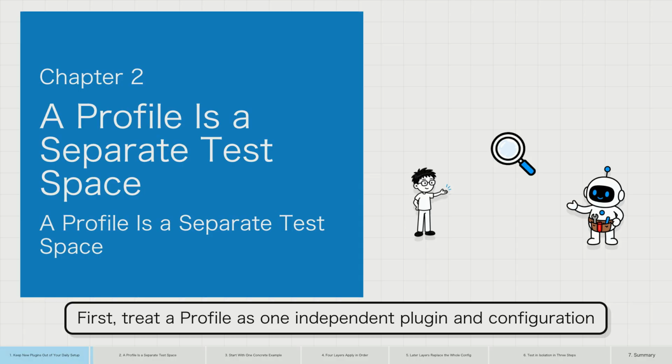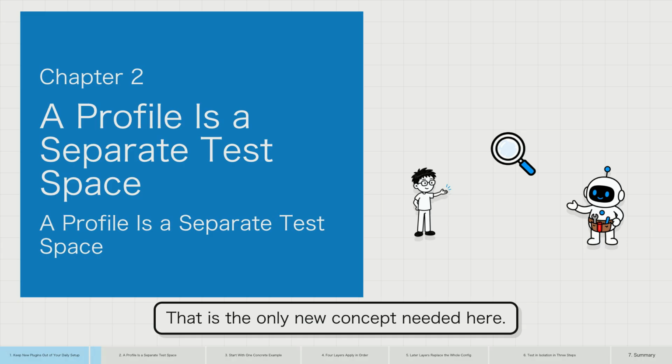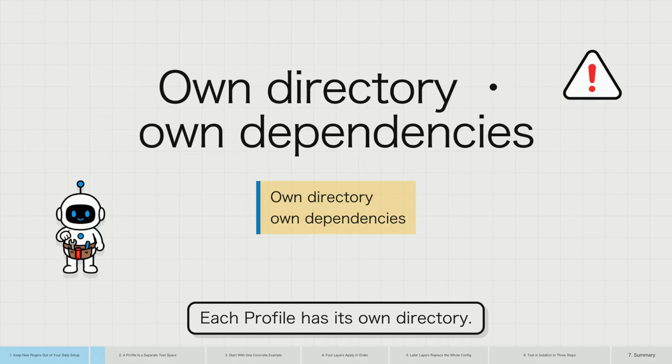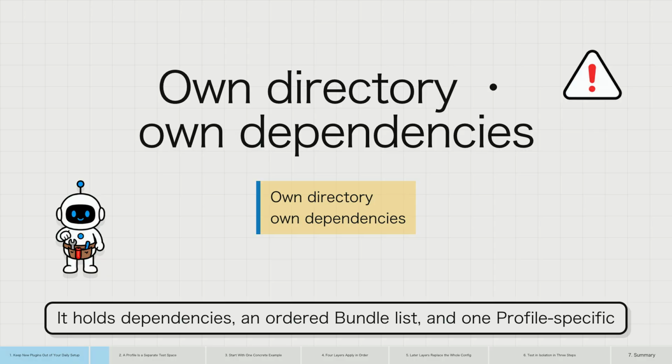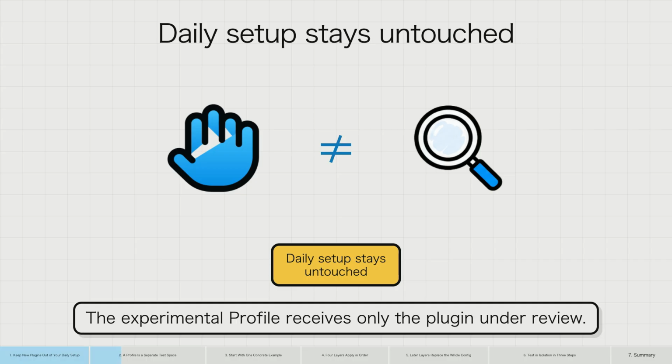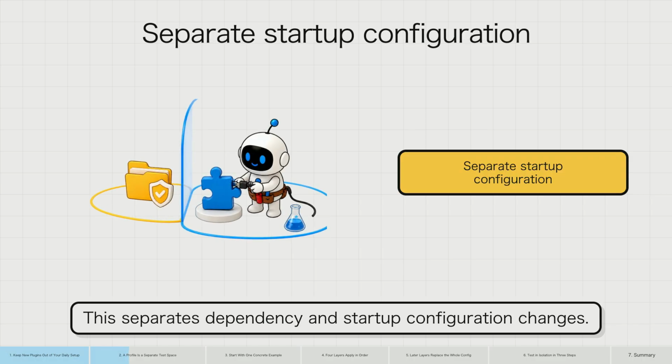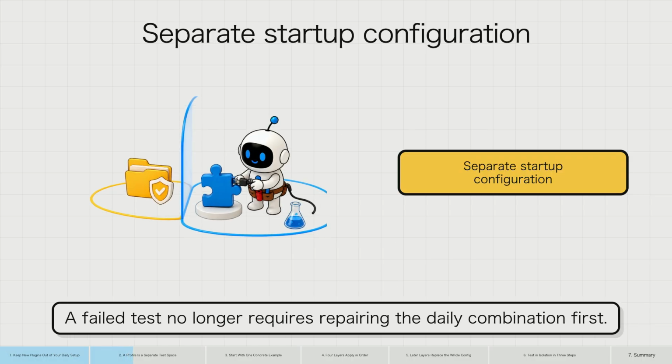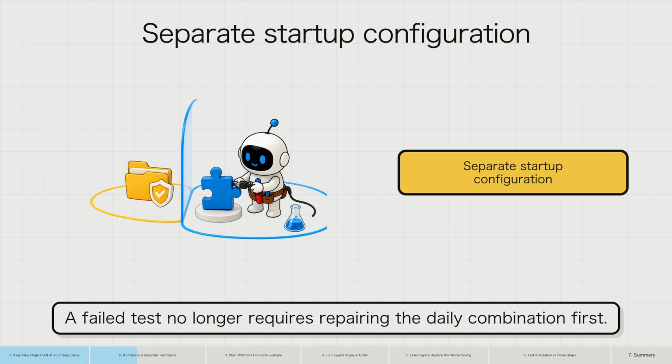First, treat a profile as one independent plugin and configuration combination. That is the only new concept needed here. Each profile has its own directory. It holds dependencies, an ordered bundle list, and one profile-specific patch. Your daily profile can stay untouched. The experimental profile receives only the plugin under review. This separates dependency and startup configuration changes. A failed test no longer requires repairing the daily combination first.